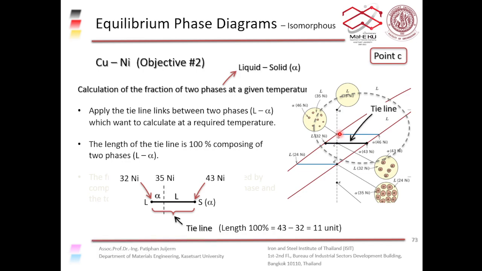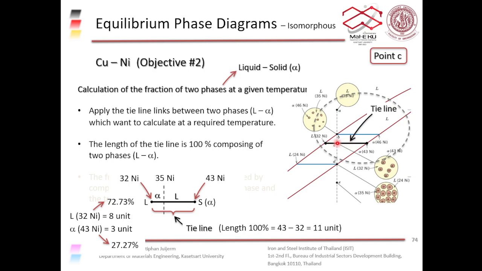But when the temperature drops further to point C here, you do the same thing. You draw a tie line at point C, and we can see that the overall length is 43 minus 32, which is 11 units. We find that the liquid phase has 8 units, the length on this side, and the alpha phase is 3 units, the length on this side, right?